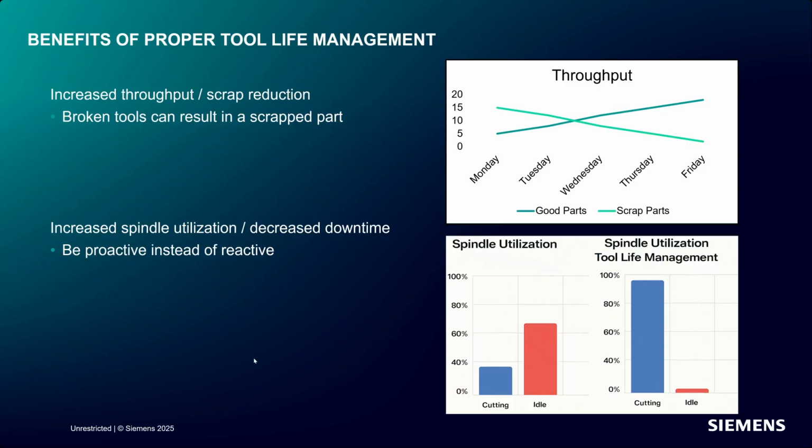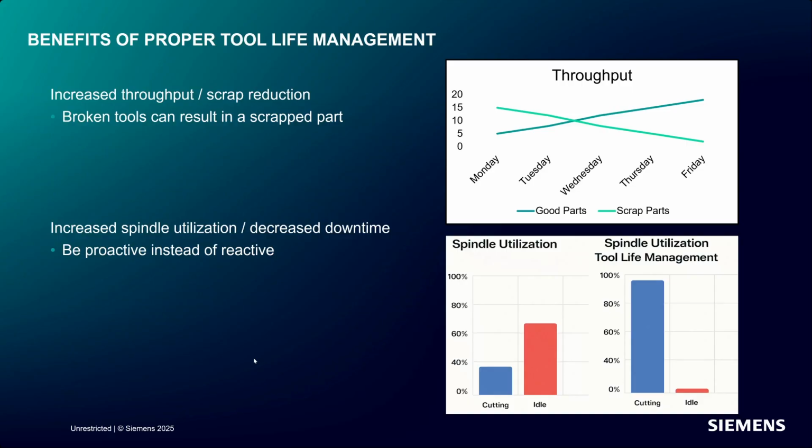The problem was every time a tool broke, that meant a scrap part, because the operators normally wouldn't catch it until they took the part out of the fixture, and then they noticed some features aren't there. It's got a big piece of carbide stuck in it. Whatever it was, that meant a scrap part. So by implementing tool life management, and catching these tools before they break, instantly we can start reducing our scrap and increasing our throughput.